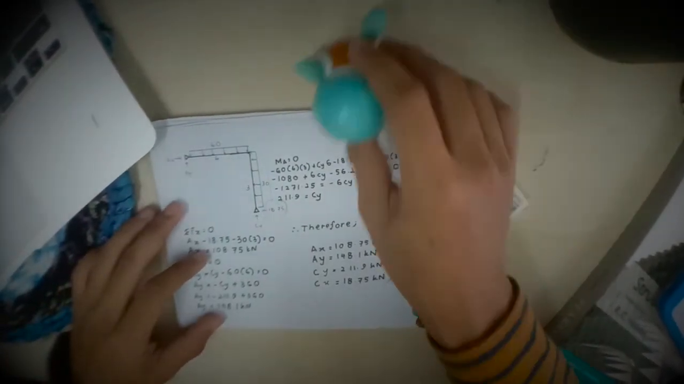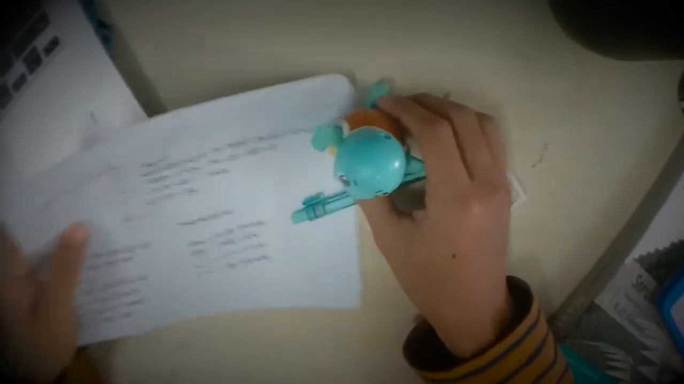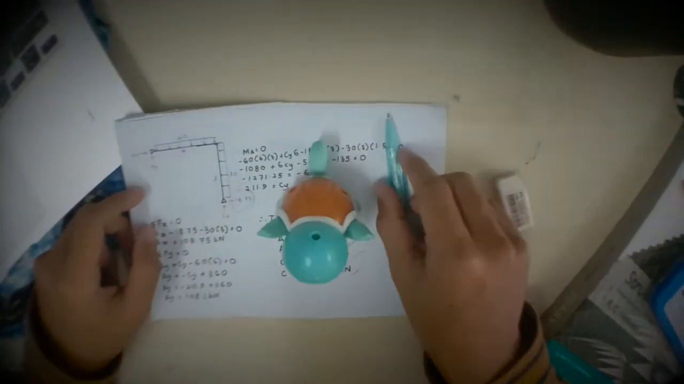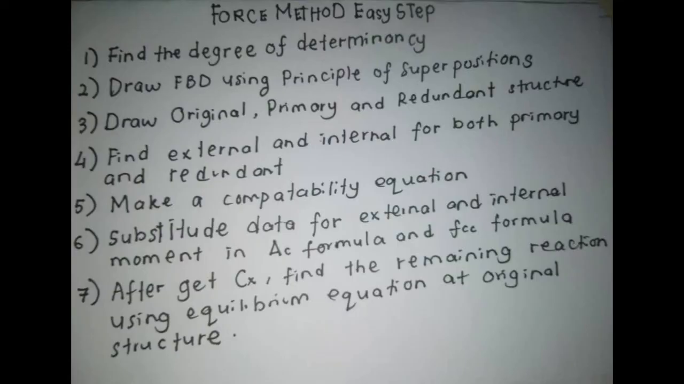Actually this is all for the solution to question number 2. However, I will conclude it again in the simplest way. Okay guys, this is the simple way to understand the first method that we use to solve this problem. First, we need to find the degree of determinacy. Second, we draw the free body diagram using the principle of superposition, which is we draw the original, primary and redundant structure. And fourth, we find the external and internal moment for both primary and redundant.